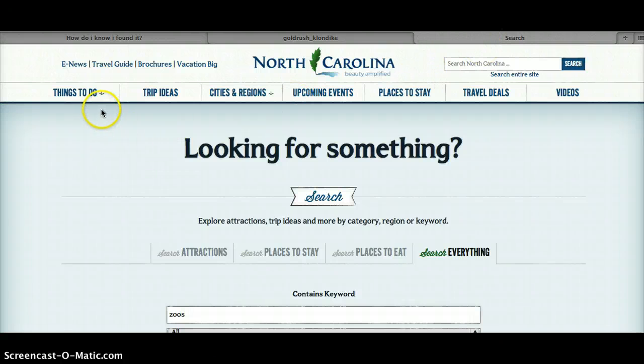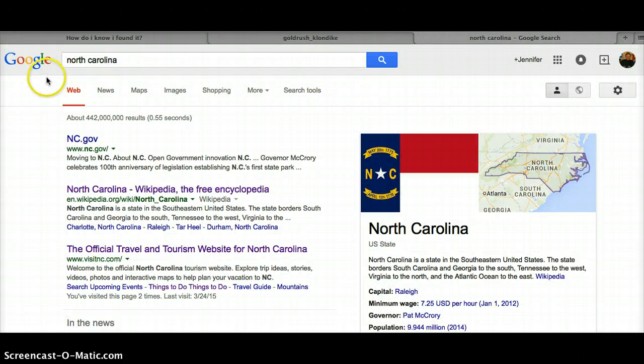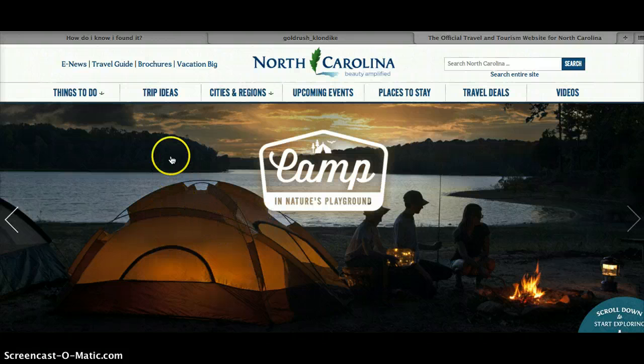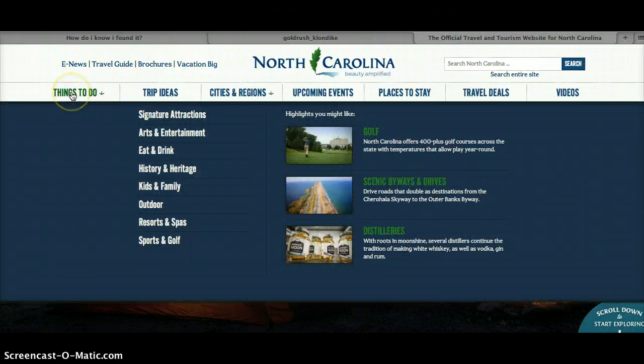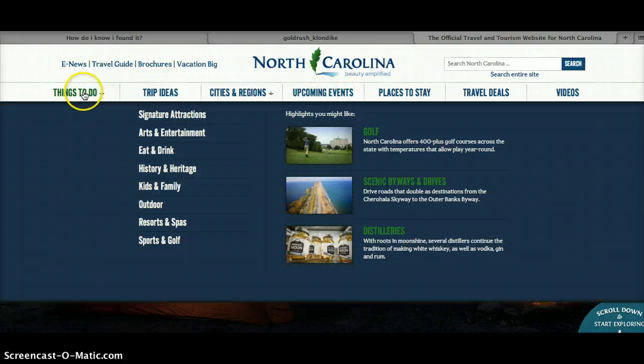All right, so here's what I've done to find this site is I just searched North Carolina in Google. I came up with this government site. I came up with this Wikipedia entry. And here's the one that's interesting, the official travel and tourism website. This one has tourism right in the title. So I'm going to say that that's the best place for tourist attractions. Okay, now we decided that people on vacation might be looking for things to do. They might be looking for trip ideas. Okay, they might be looking for events. So let's look at things to do.